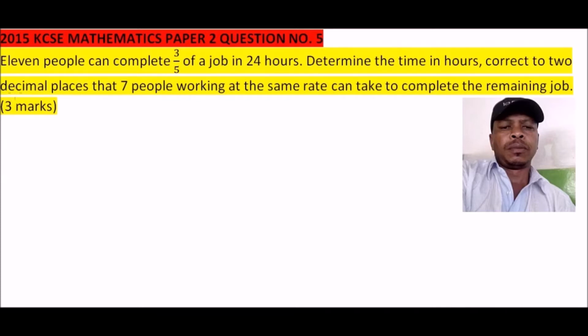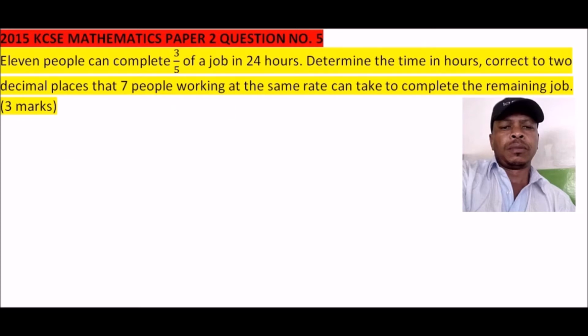And it says 11 people can complete 3/5 of a job in 24 hours. Determine the time in hours, correct to 2 decimal places, that 7 people working at the same time can complete the remaining job.